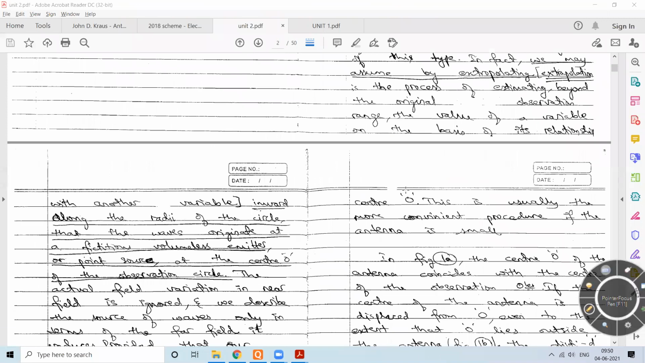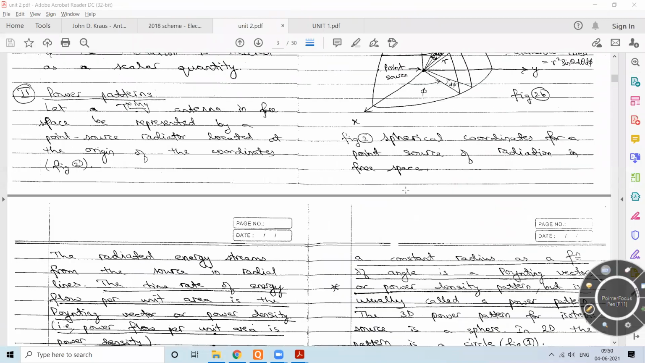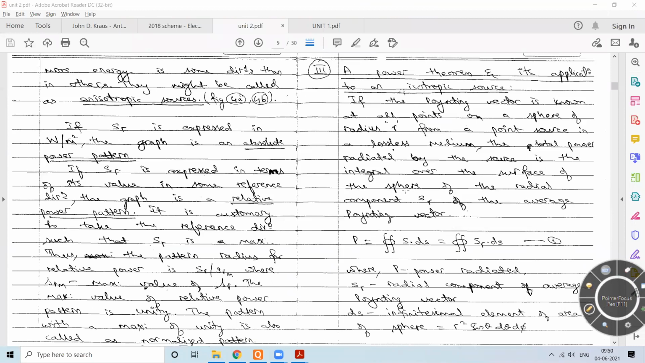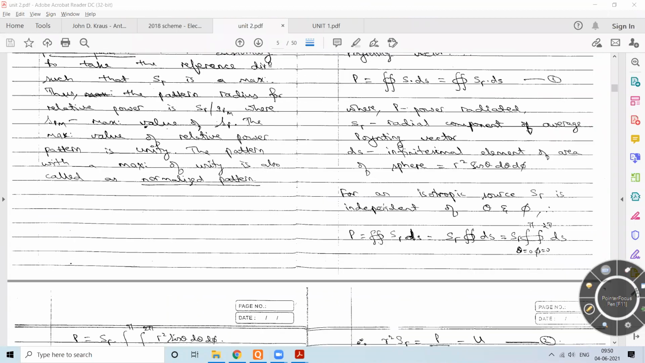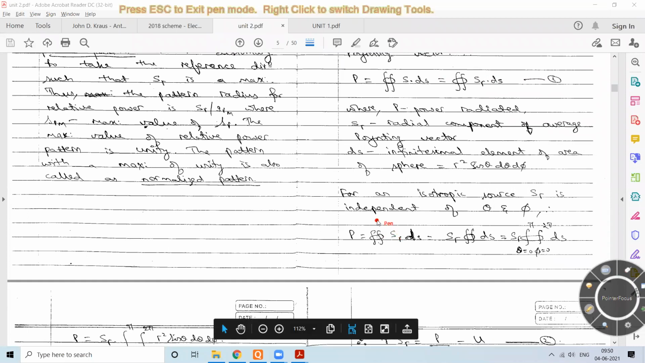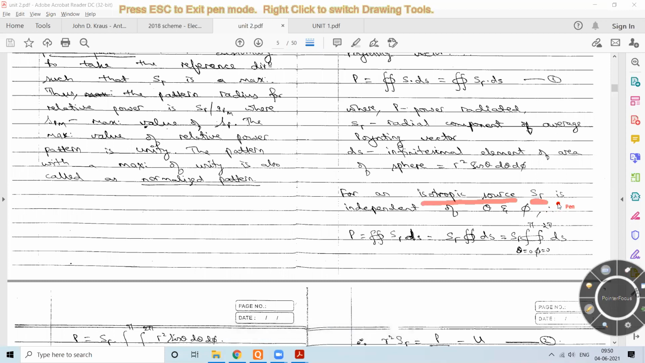Now if I apply the power theorem in terms of power density to an isotropic antenna, what will be the total power radiated by the antenna? Let us assume that the isotropic antenna, or the source, radiates power density SR, that is the radial component. As it is the radial component at a distance r, it will be constant throughout. So this value will be a constant.